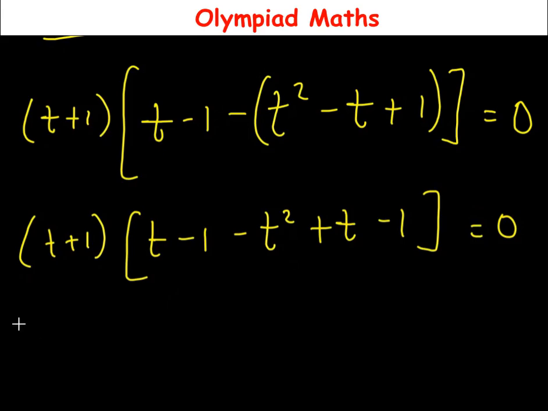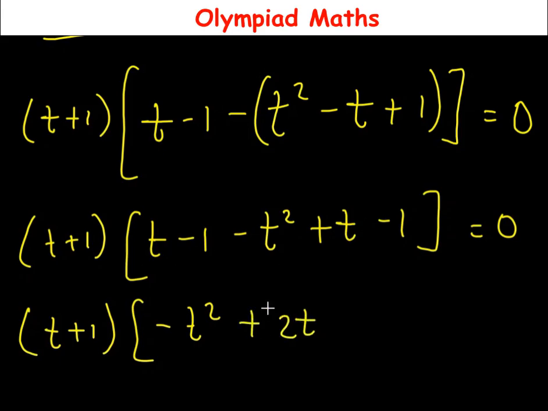Now from here, we have it as t plus 1, then multiplied by minus t squared. We have t here, then t here, t plus t is plus 2t, then we have minus 1 here, and minus 1 here, that becomes minus 2, all equal to 0.